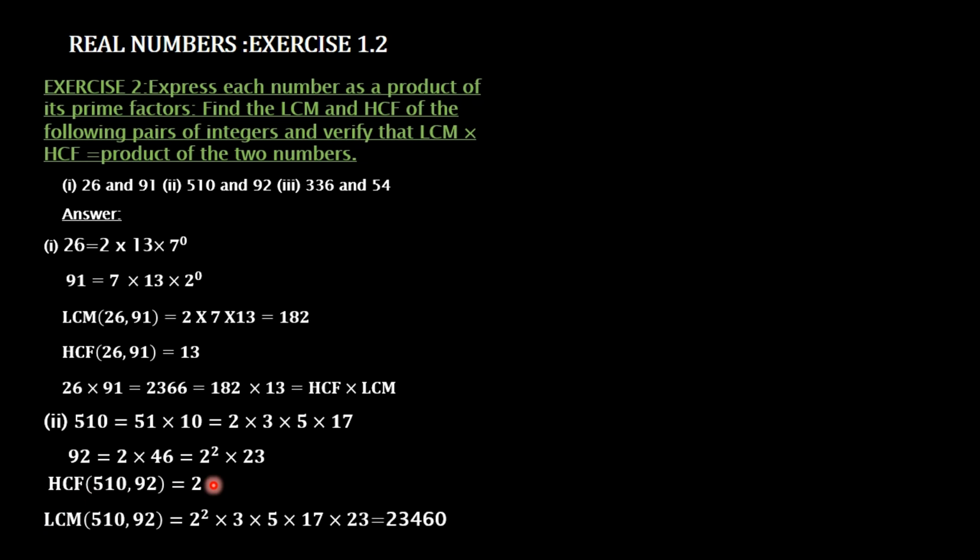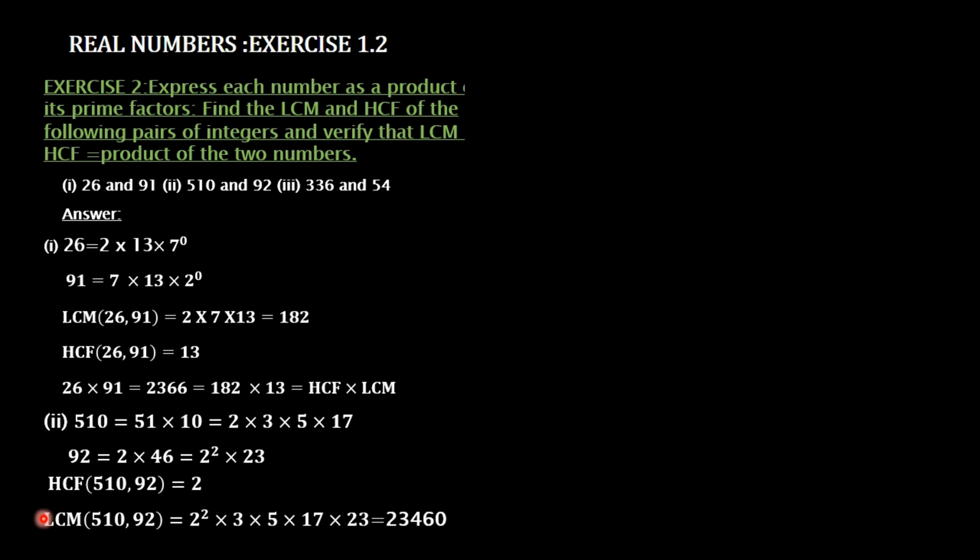So why we are taking like this? LCM is the highest power of the given prime factors. Here 2 square is the highest. Here 3's term is absent, but here 3 is present, so we are taking 3 raised to 1. Here 5, here 17, and here 23. So assume that here something is there, that is 3 raised to 0, 5 raised to 0, 17 raised to 0, here 23 raised to 0. Or you can write that.